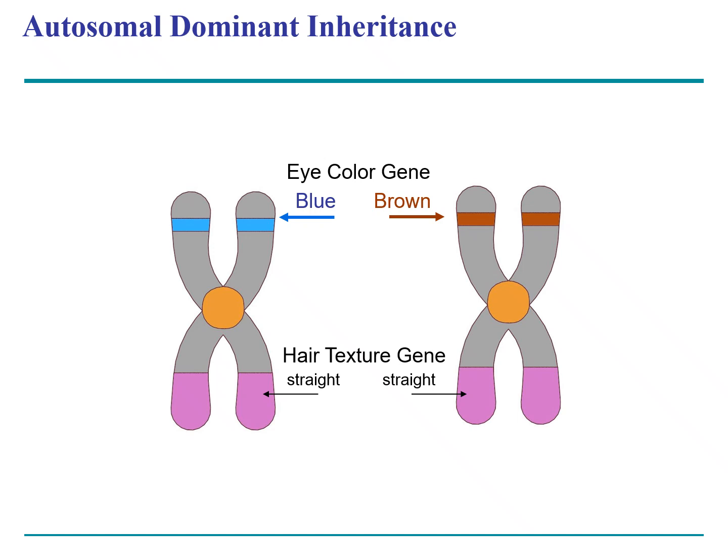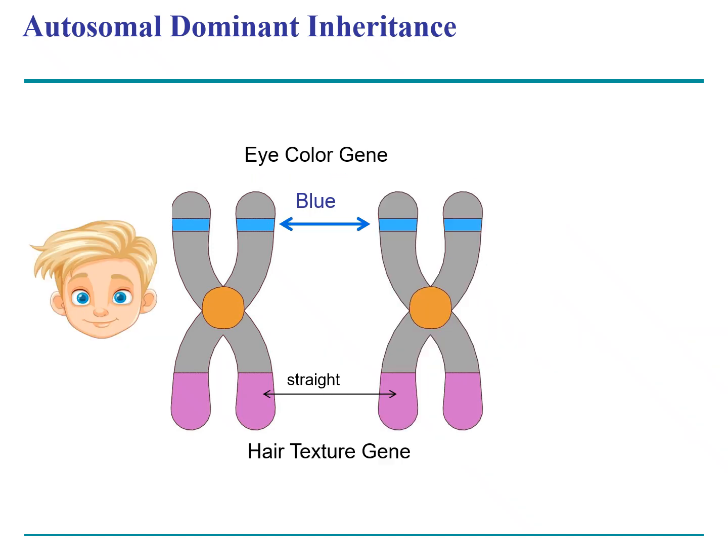Notice in this illustration there are genes for eye color at one position of the chromosome and another gene for hair texture at a different position. Individuals are referred to as homozygous for a particular trait when their chromosomes carry the same allele for a particular trait on each pair of homologous chromosomes. Notice in this illustration the alleles for eye color are blue on both chromosomes, and the alleles for hair texture are both straight. This individual would be considered homozygous for both traits shown.